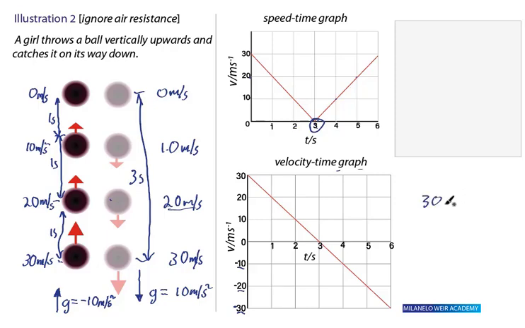If we have 30 meters per second and negative 30 meters per second, that means these two velocities are of the same magnitude, but their directions are opposite. If one is going up, the other is going down. If one is going to the right, the other is going to the left. So that's what it means. From here to here they are the same.